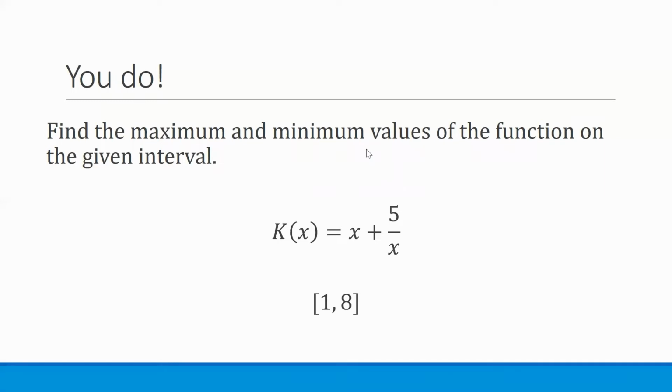In this video, we are finding the maximum and minimum values of the function k of x on the closed interval from 0 to 8. K of x is defined as x plus 5 over x. We're going to have to deal with finding critical values and then critical points, and then find the endpoints and compare and contrast. Let's go ahead and do that.